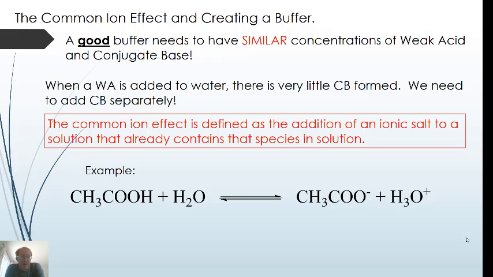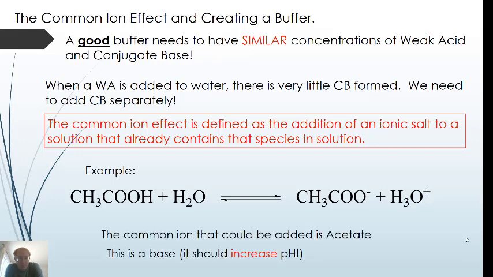So let's look at our example. If I take some acetic acid, put it in water, I'm going to make some acetate and hydronium. So what's the common ion here? The common ion that would be added would be acetate. So I'm adding a base. The acetate ion is a base, and this is going to change my pH a little bit. It's going to increase my pH. So it'll still probably be acidic. My pH will still probably be less than 7, but it's going to increase my pH.